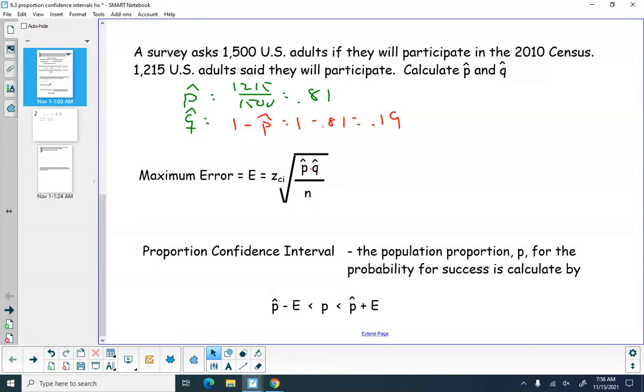And once again, how we calculate our E value. We have our Z for the confidence interval. We use our Z value.